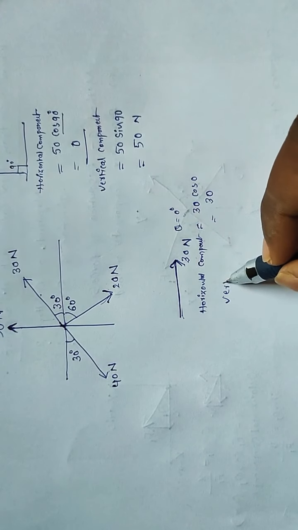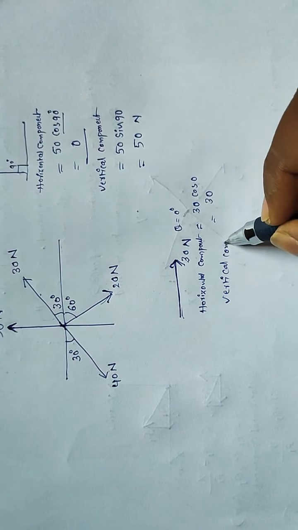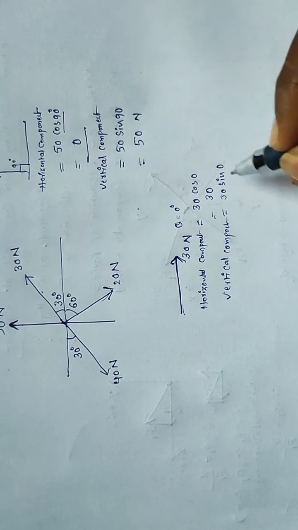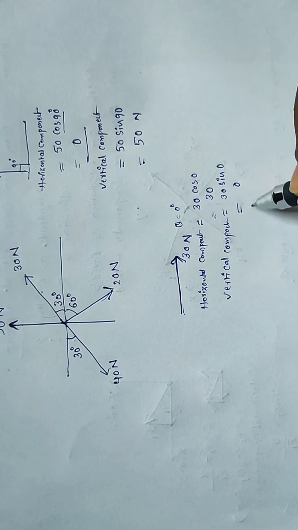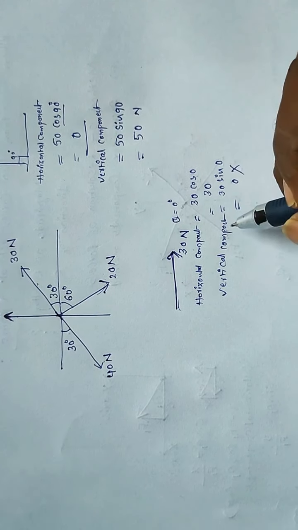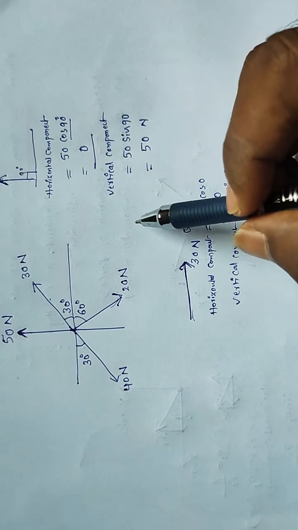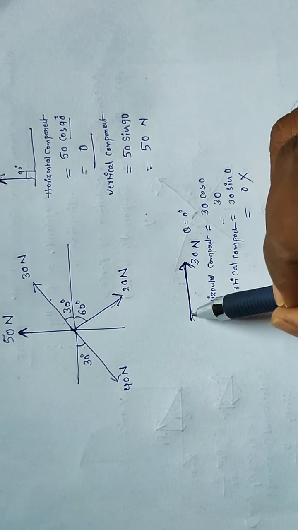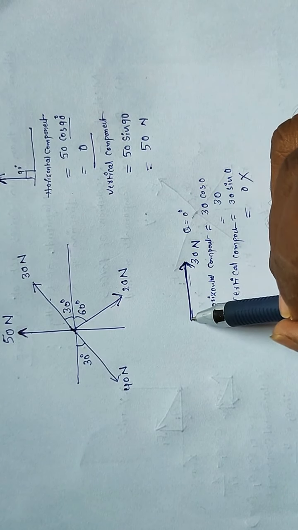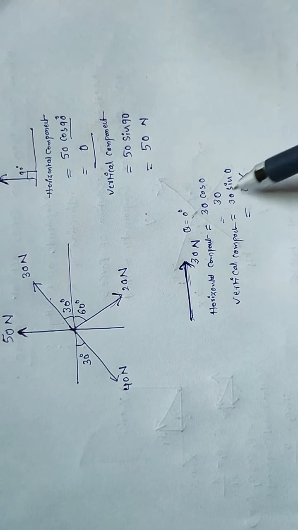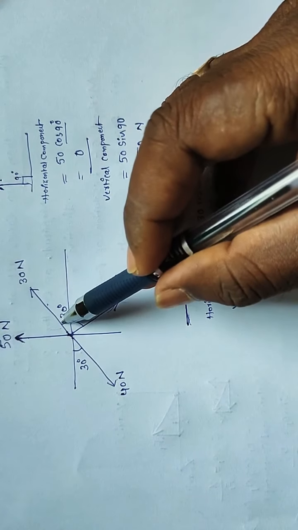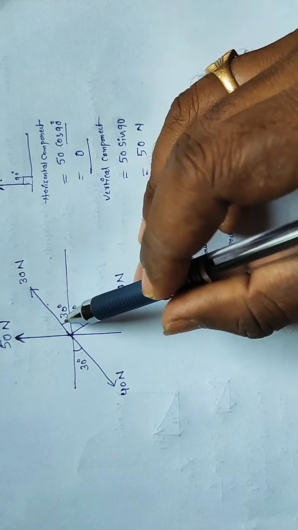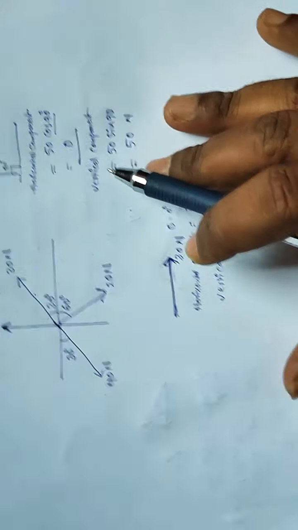Vertical component equal to 30 sin 0. Sin 0 means 0. So it is not going to have any vertical component. So if in the problem 30 Newton force is given as a directly horizontal force, then the values will become like this. But here 30 Newton force is making an angle 30 degrees with the horizontal. So it is going to have a horizontal component and a vertical component.